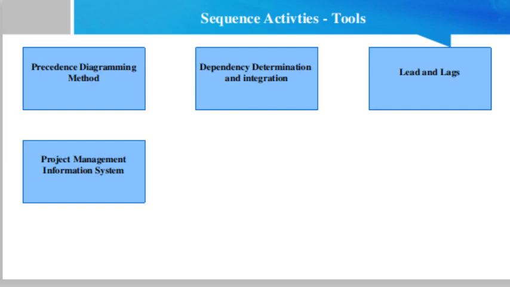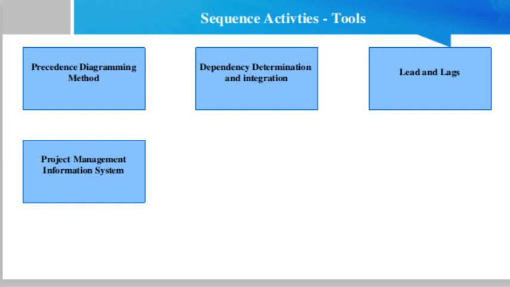Dependency determination and integration. Dependencies may be characterized by the attributes mandatory or discretionary, internal or external. Dependency has four attributes, but two can be applicable at the same time, in ways like mandatory external dependencies, mandatory internal dependencies, discretionary external dependencies, or discretionary internal dependencies.